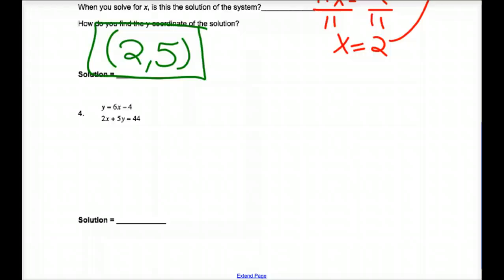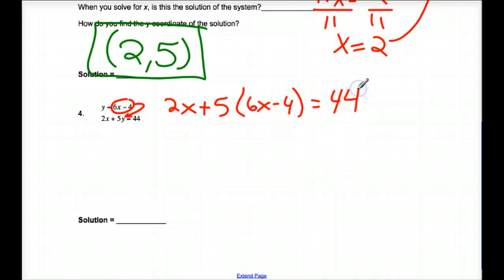Miss Henley, for number 4, read us both equations from left to right. y equals 6x minus 4, 2x plus 5y equals 44. Who knows what to do? Tara, what's y equal? 6x minus 4. Yes. Take that 6x minus 4 and substitute it into the other equation. Think you can do it? Talk to me. 2x plus 5 times the quantity of 6x minus 4 equals 44.